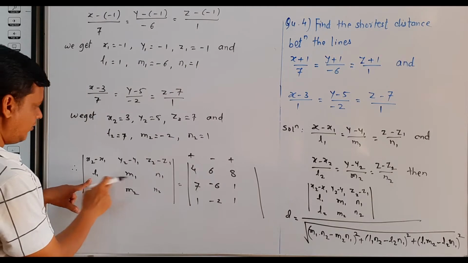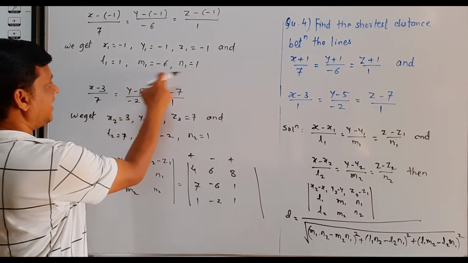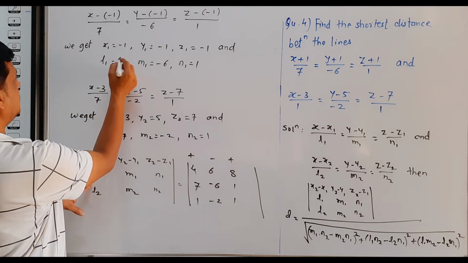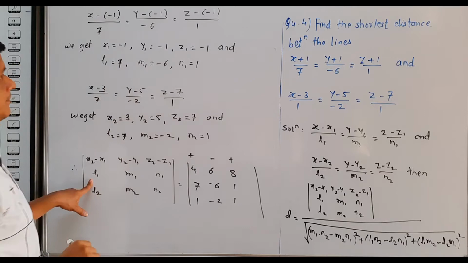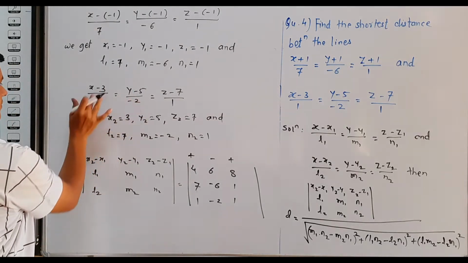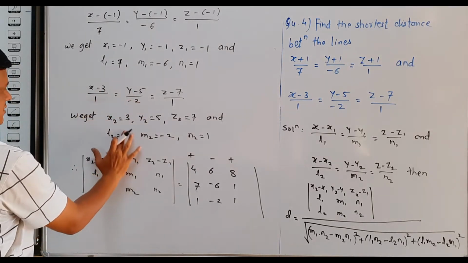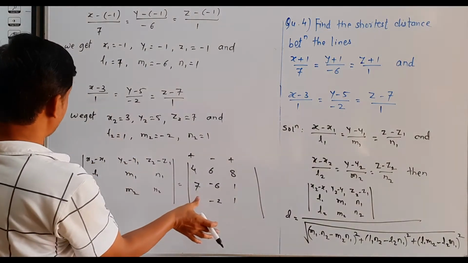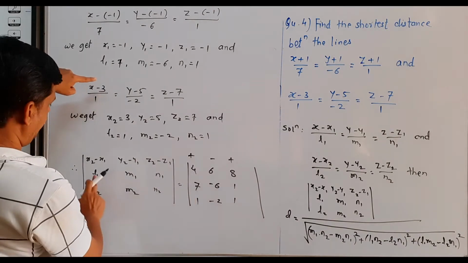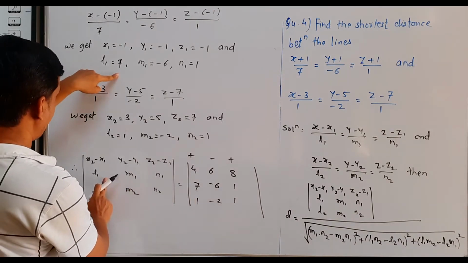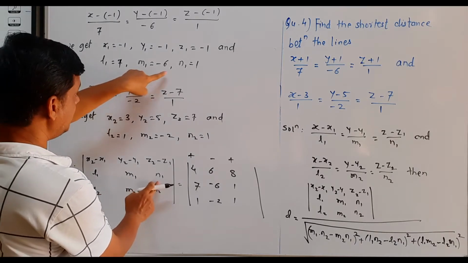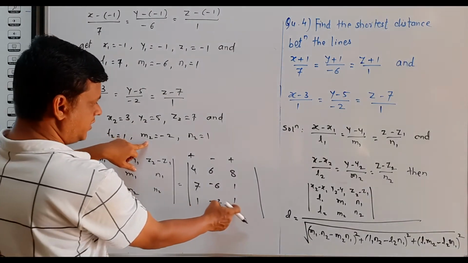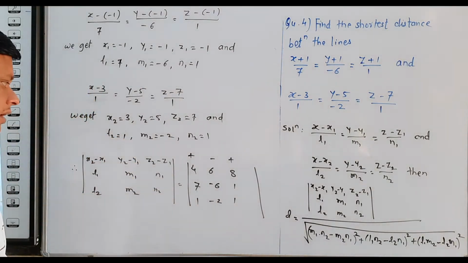In the second row, L1 M1 N1, which is 7, -6, 1, and in the third row L2 M2 N2, which is 1, -2, 1. Now we replace the values: L1 is 7, M1 is -6, N1 is 1, then L2 is 1, M2 is -2, N2 is 1. Now we have to solve this determinant.